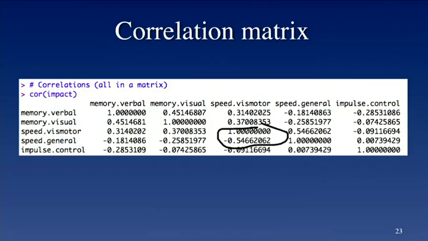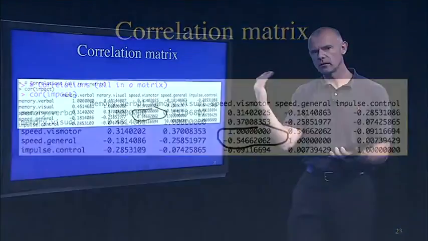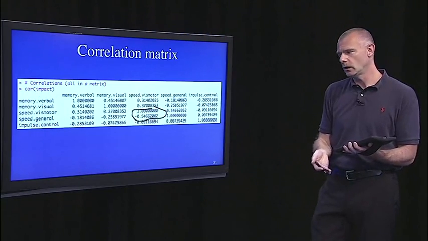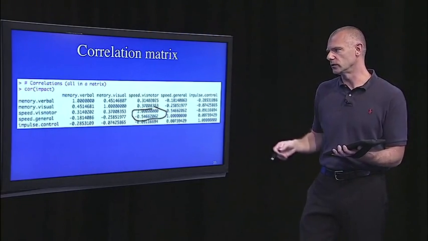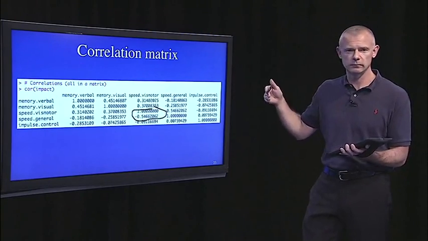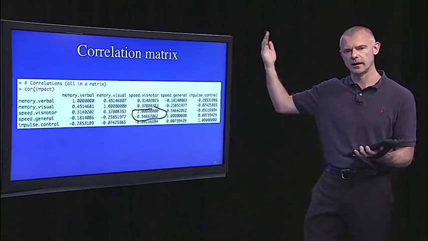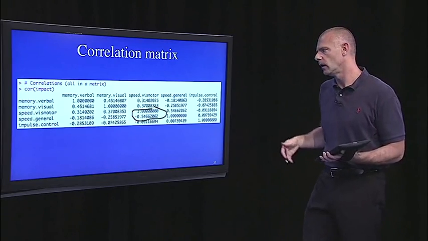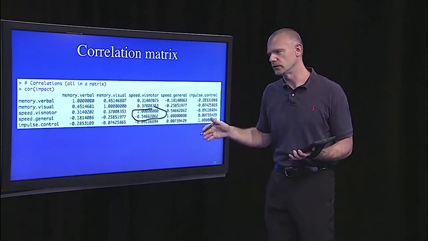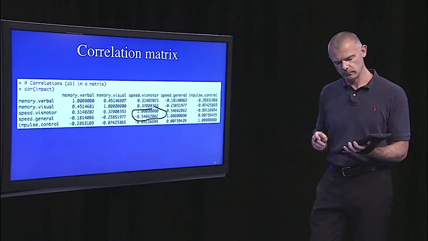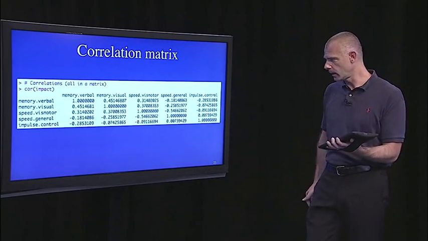That correlation is negative because the visual motor speed is measured on a scale to reflect higher scores mean better speed, faster speed, and the general speed measure is the opposite. So you see positive correlations with speed, vis motor, and the memory tasks where, again, higher scores are better. But you see negative correlations with the general speed measure.